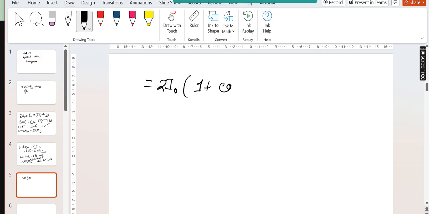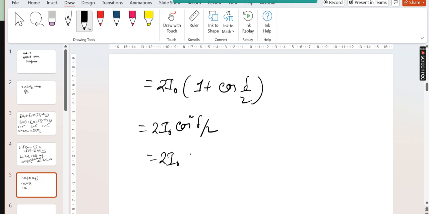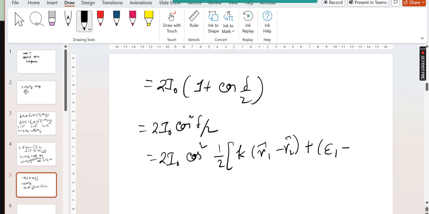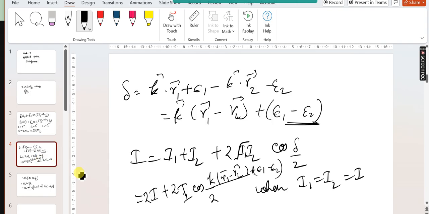This can be written as 2I naught cos delta by 2 squared, that is 2I naught cos squared delta by 2. So 2I naught cos squared of half of k(r1 minus r2) plus epsilon 1 minus epsilon 2. This is the total irradiance we will get due to the interference.